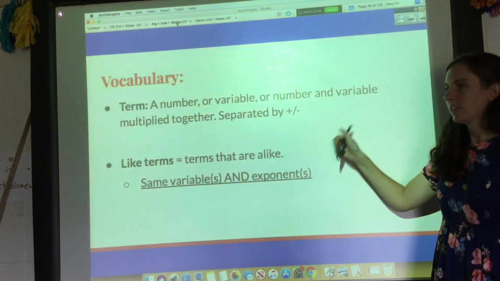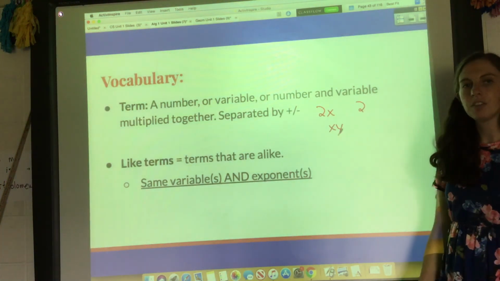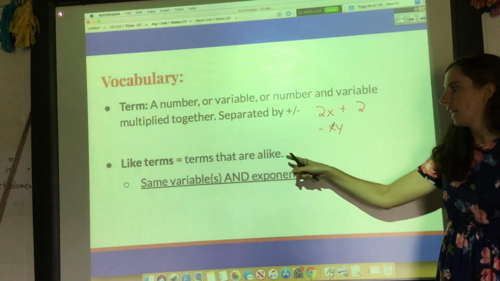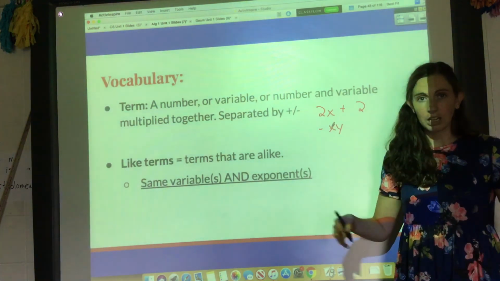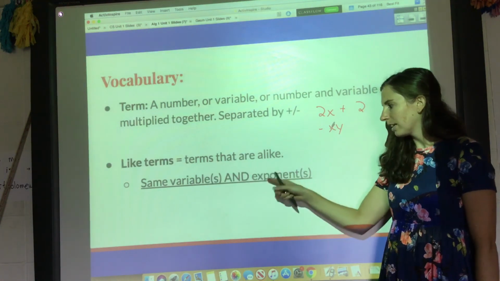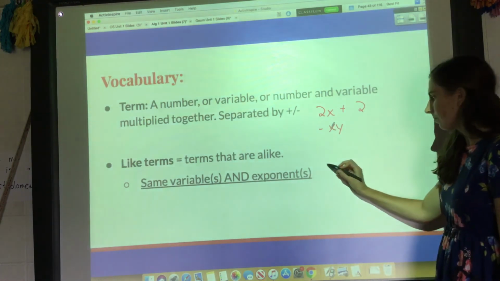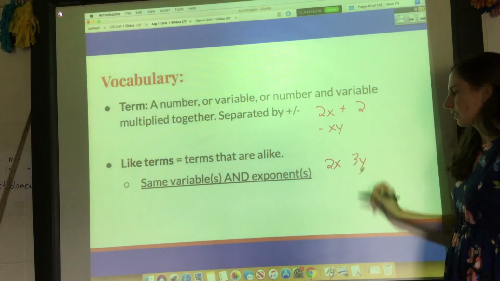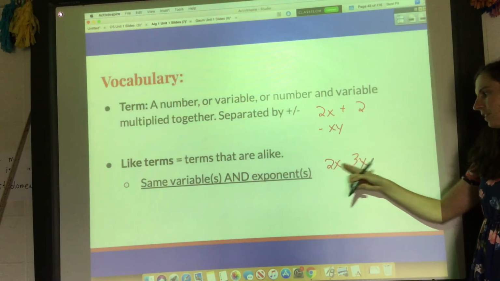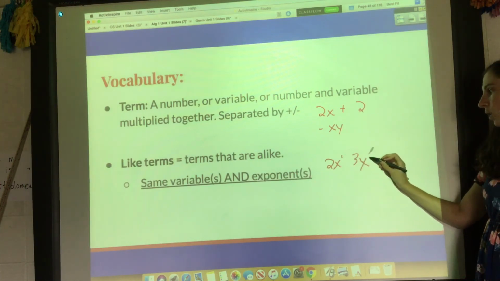a term is something like 2x or 2 or xy, and they're often separated by plus or minus signs. And if you have like terms, that means terms that are alike. That means they have to have the exact same variables with the exact same exponents on those variables. For example, 2x and 3x are like terms because they have the exact same variable, x and x, and the exact same exponent, 1 and 1.